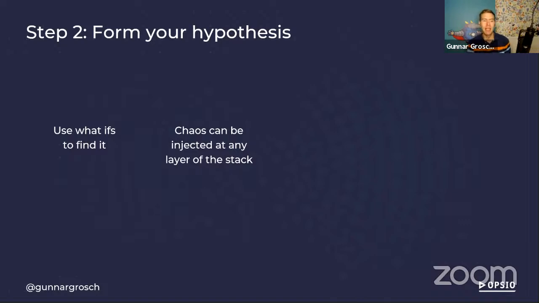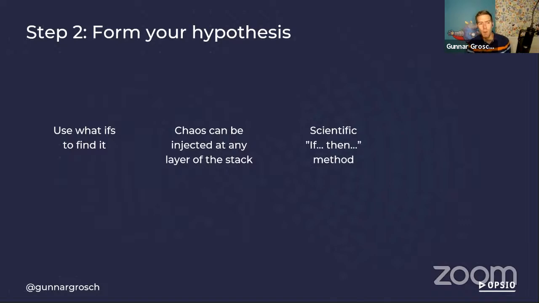And when creating the hypothesis, we can actually inject failure into any layer of the stack. So it can be on the application layer, the infrastructure layer, the networking layer, and so on, even at the human level. So what if Bob isn't in the office today?